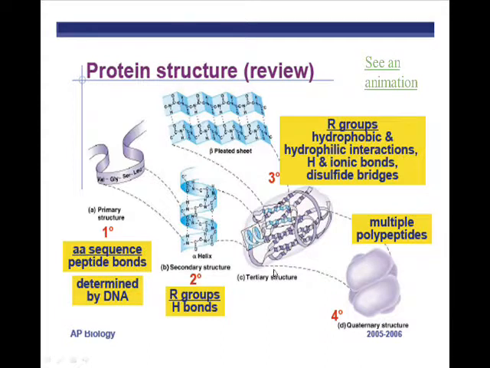Tertiary structure comes from the R groups interacting with each other, phobic ones touching phobic, philic ones wanting to be next to philic. We have ionic attractions and disulfide bridges to help hold that protein in its final shape. And that's as far as some proteins go. Some proteins only have tertiary structure, but some can go on to make multiple polypeptides joined together, like hemoglobin. We talked about that one. Joining multiple chains would be quaternary structure.